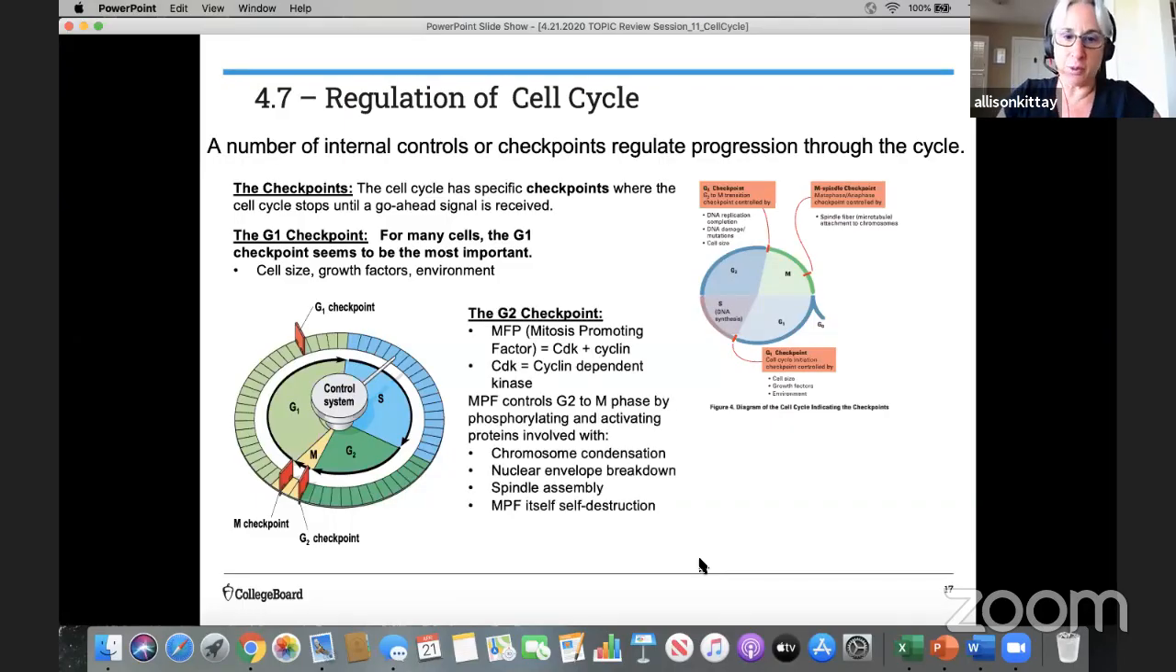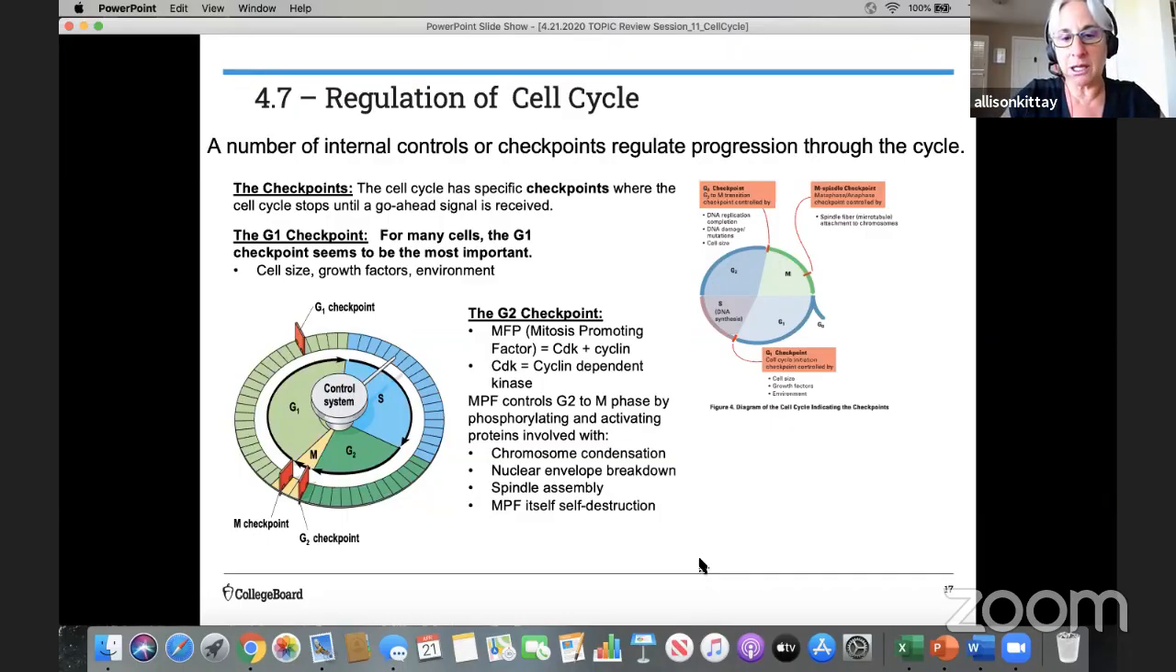Then the G2 checkpoint, and this gets a little complicated, so kind of hang in there with me because there's a lot of acronyms. So in the G2 checkpoint, there is a chemical that is called MPF, which stands for mitosis promoting factor. And it's actually a combination of 2 other molecules, an enzyme called cyclin-dependent kinase, or CDK for short. And you might recall from yesterday's lesson that a kinase is an enzyme that phosphorylates a molecule. So it adds a phosphate group to a molecule. So anytime you see a kinase, that's the job that enzyme is doing. And another protein called a cyclin.